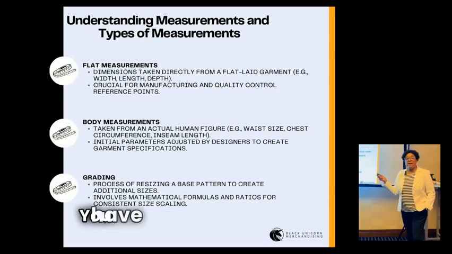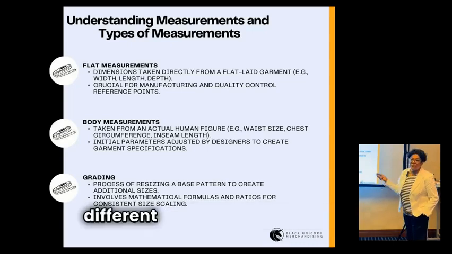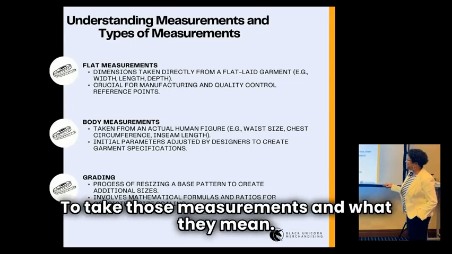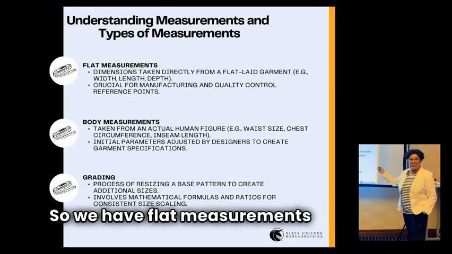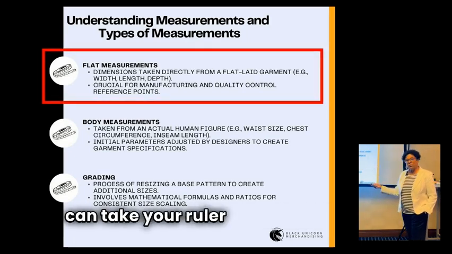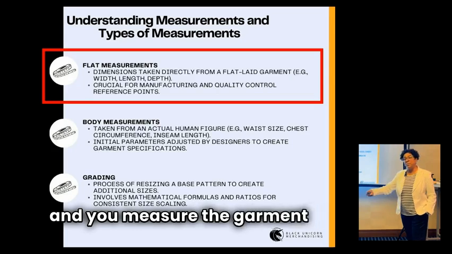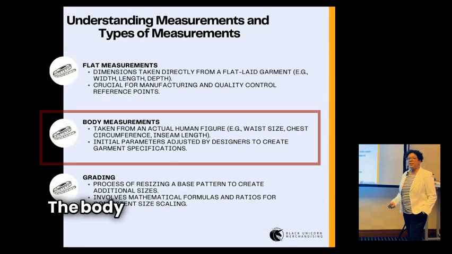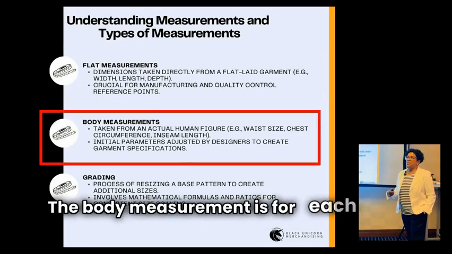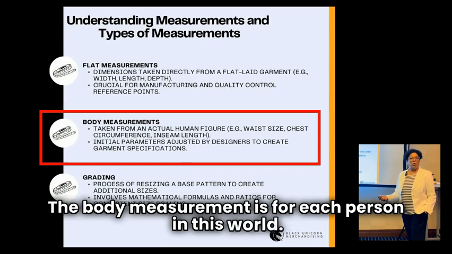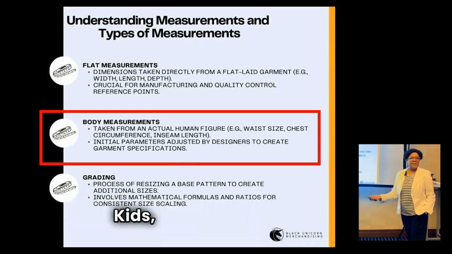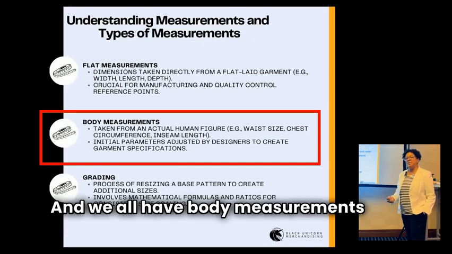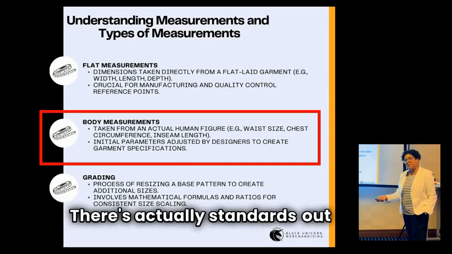Within the spec sheet, you have all these different types of measurements. You want to understand how to take those measurements and what they mean. So we have flat measurements, where you can take your ruler or measuring tape and measure a garment laying flat. Then we have your body measurements. The body measurement is for each person in this world, kids, adults, female, male, and we all have body measurements, and there's standards. There's actually standards out there.